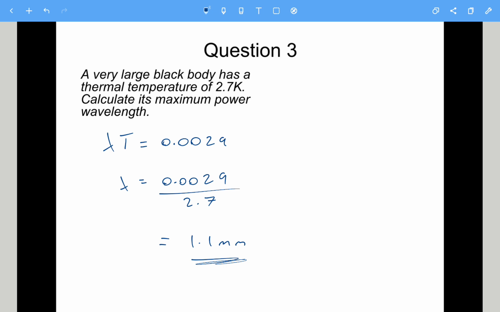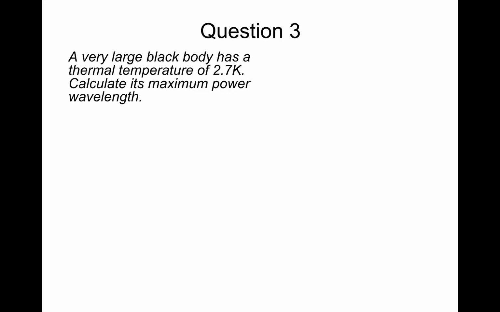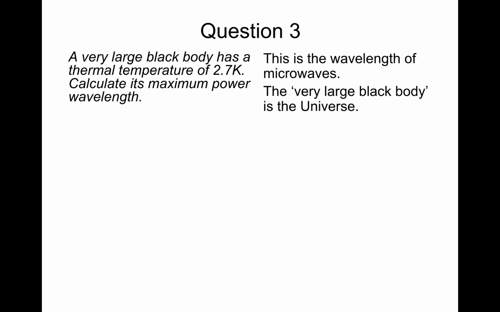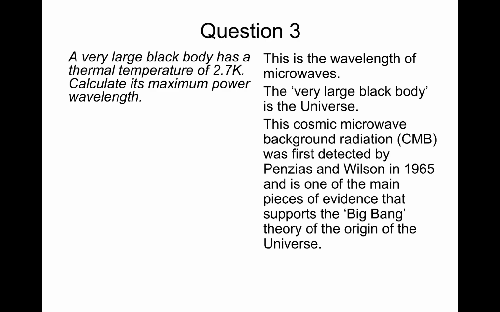Now you might be wondering why this is significant. Bear with me a second. This is the wavelength of microwaves. The very large black body is space, it's the universe itself. And this is cosmic microwave background radiation. It was first detected by Penzias and Wilson in 1965, and is one of the main pieces of evidence that supports the Big Bang theory of the origin of the universe.